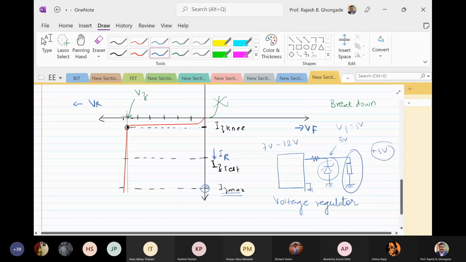Again, you can see that there is a slight slope here. If you look at this, this will be your delta VZ, and this entire thing will be delta IZ.